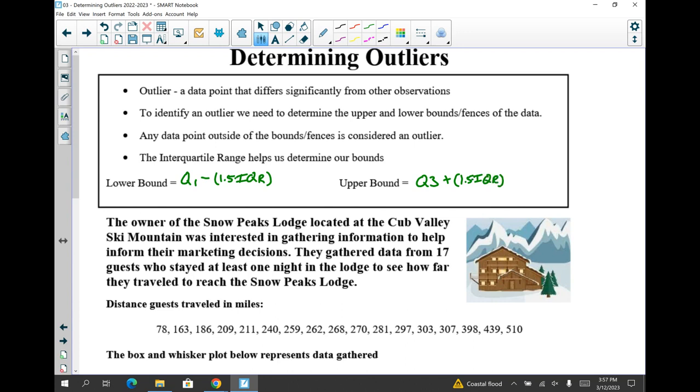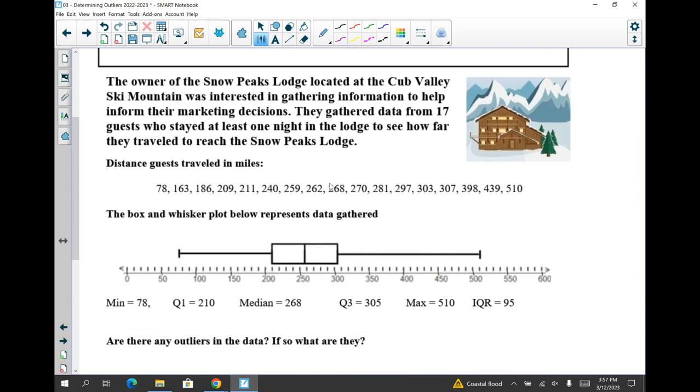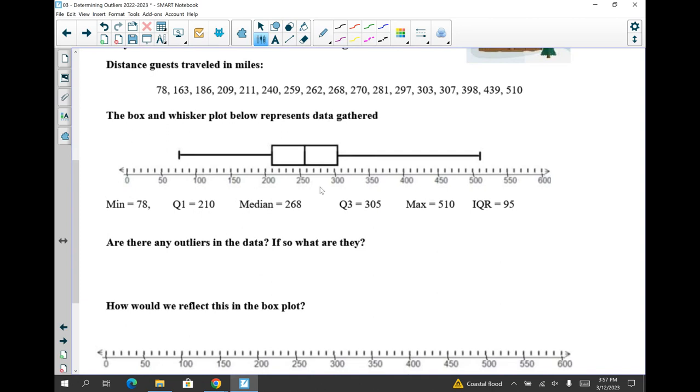Right? We use the interquartile range because that's showing us the spread of the middle 50% of the data. Anything outside of that upper bound or lower bound is considered an outlier. So for our data here, our lower bound, we'd be taking quartile 1, which is 210, and subtracting 1.5 times our interquartile range, which is 95. Okay, 1.5 times 95 is 142.5. So when we subtract 142.5, we see that our lower bound is 67.5.